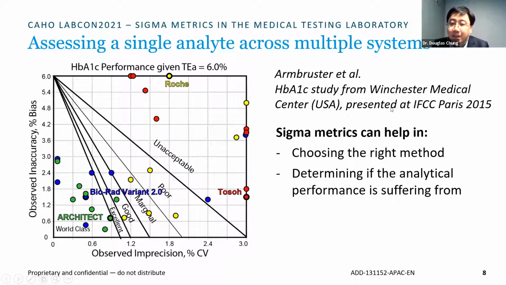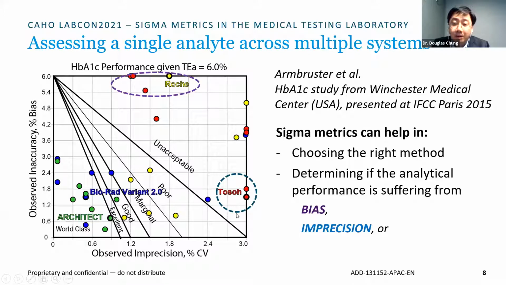This study came from the US and was presented at IFCC in 2015, looking just at HbA1c. So you have different data points. Some were on the Roche system, some were on the Tosoh system, some were on the Bio-Rad system, some were on the Abbott system, etc. As you can see, the sigma metric approach can help in choosing the right method and help to determine if your analytical performance is suffering from bias, where you can see some of these data points have very high bias, or whether you're suffering from a high level of imprecision, or whether the issue is coming from both bias and imprecision. And of course, you can identify which methods are in this lower left-hand corner that are giving you world-class quality.